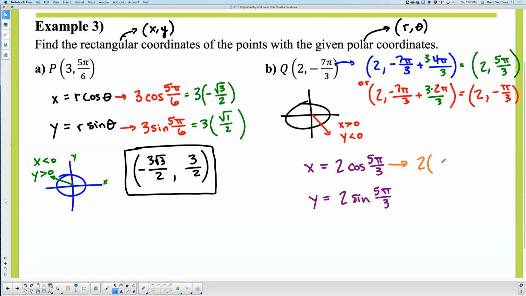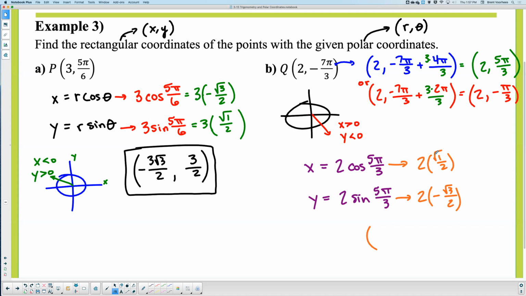How many cosine fingers do you have there? 1. And cosine's supposed to be positive or negative? Since cosine's x, positive. So 1/2. Let me put the square root there, since it's a 1 finger. Okay, and then what about for sine? It's supposed to be a negative. How many sine fingers do you have there? 3. So it'll be square root 3/2. So my final answer would look like this.